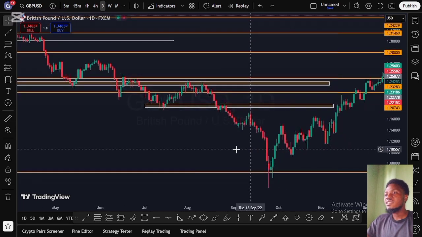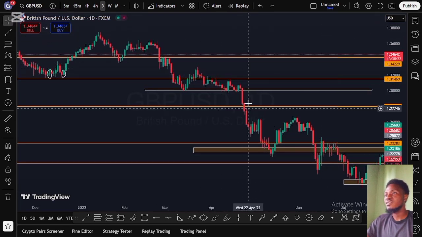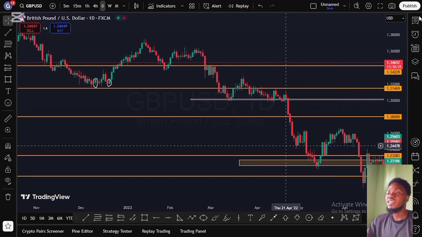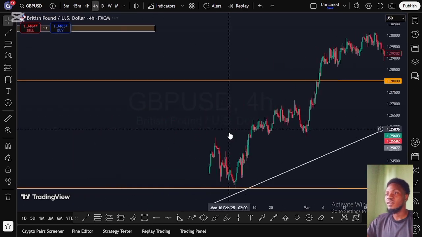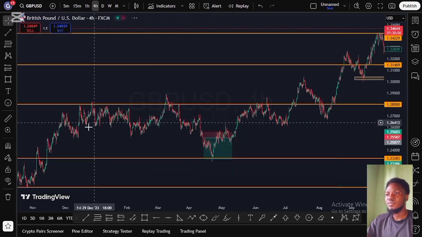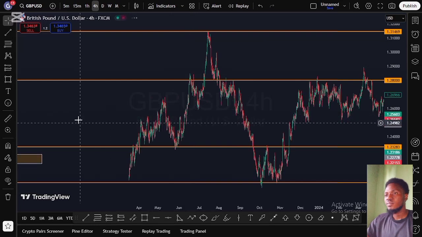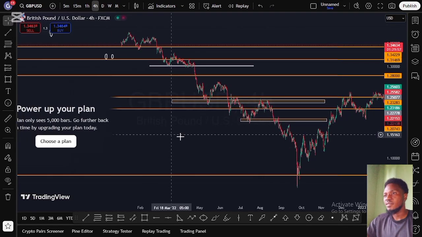Since I understand that we are in a bearish market right here, at the break of this, you can't spot the retest on the daily. You need to spot it either on the 4 hour or the 1 hour. Okay, so let's look for that spot. Okay, so this is it right here.